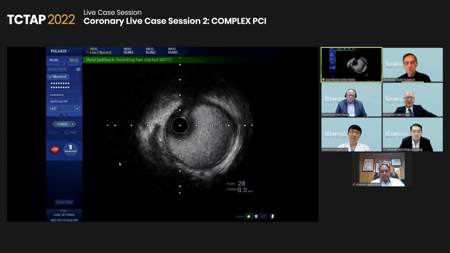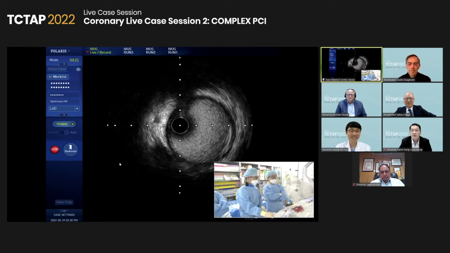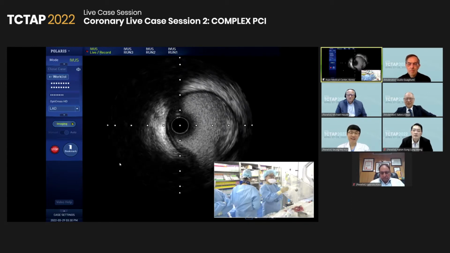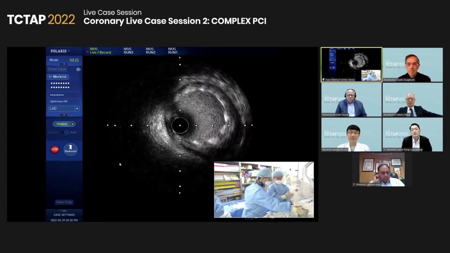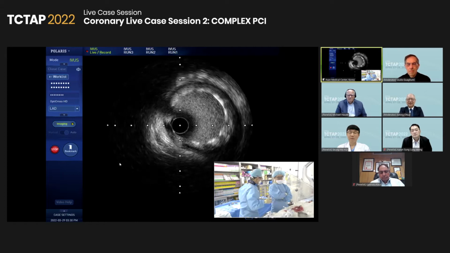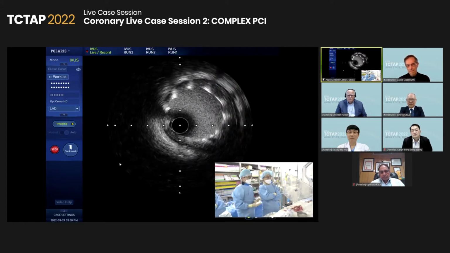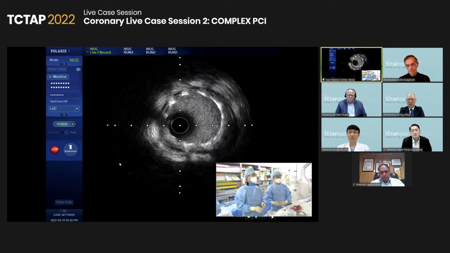I would like to emphasize that our strategy should be straightforward. We decide on the basis of our knowledge, FFR or IVUS, which we use for our decision making. I think we should follow our predetermined decision making. If you are concerned about everything, we should touch every side branch and every region.